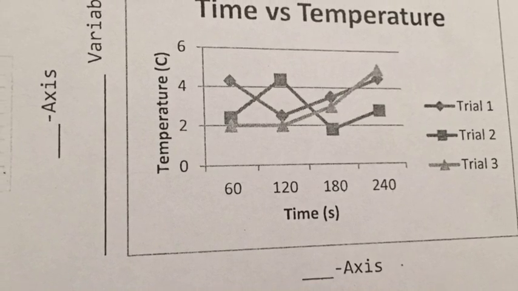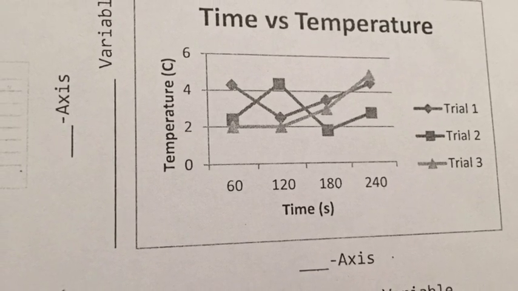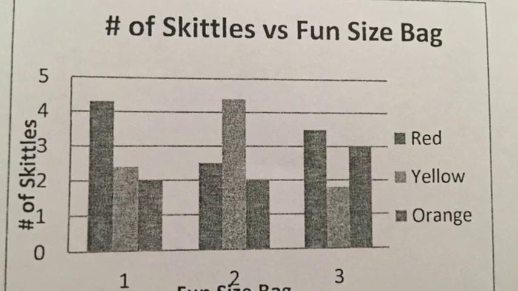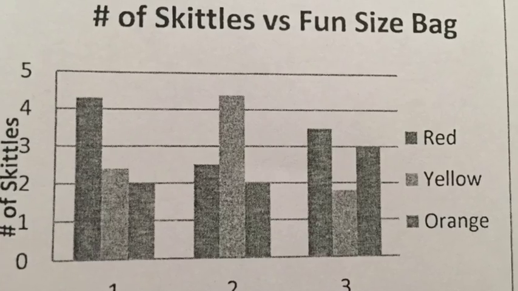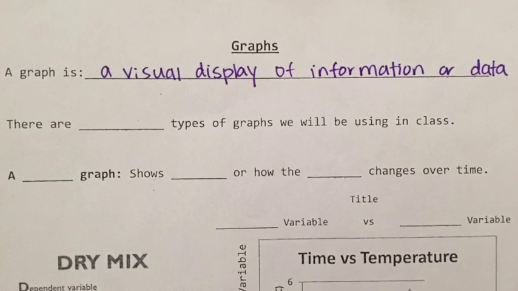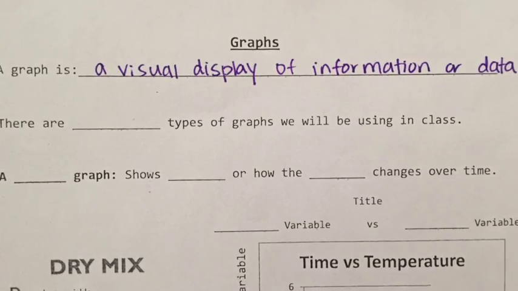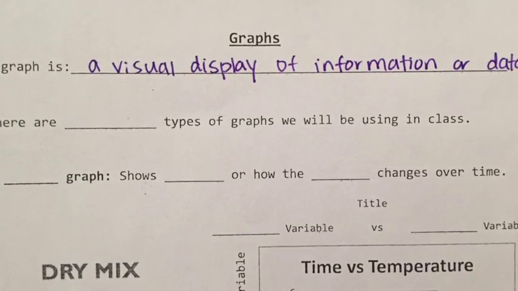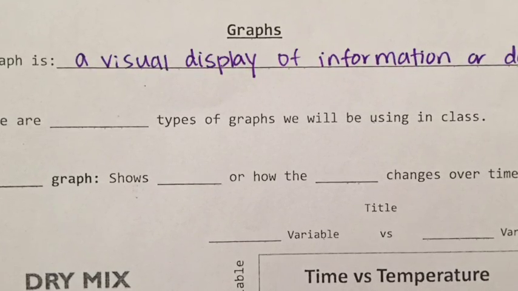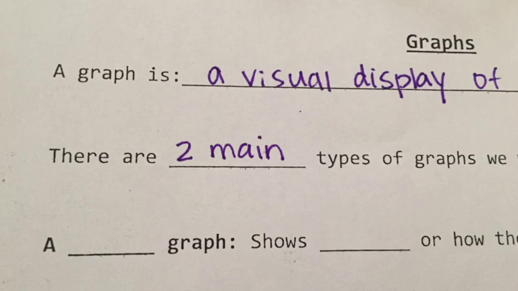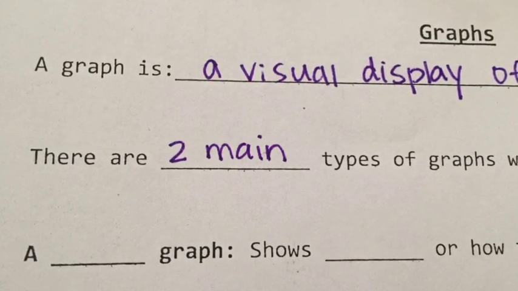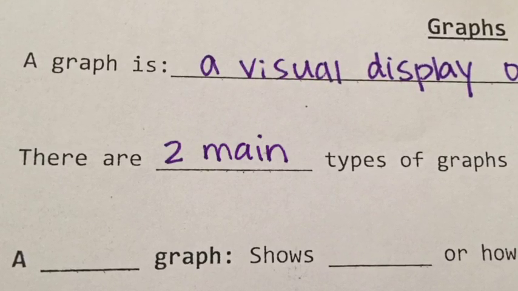So this video goes over the graphing notes sheet in your notebook. We're going to talk about graphs, what they are, and the different types that you need to know about for this class. A graph is a visual display of information or data. There are lots of different types of graphs, but there are two main types that we're going to be talking about in this class.